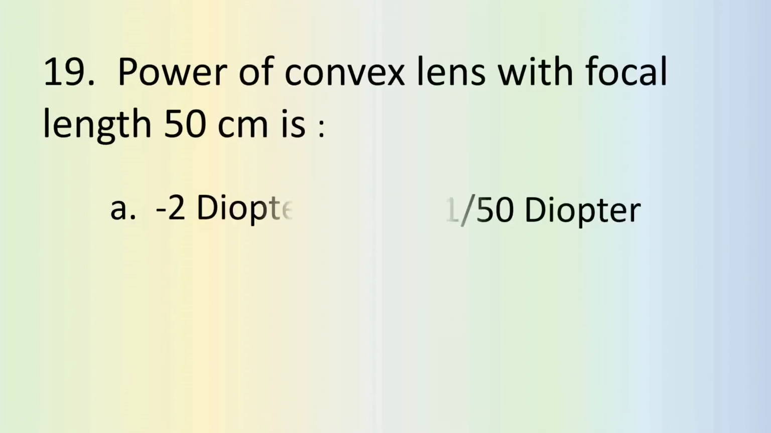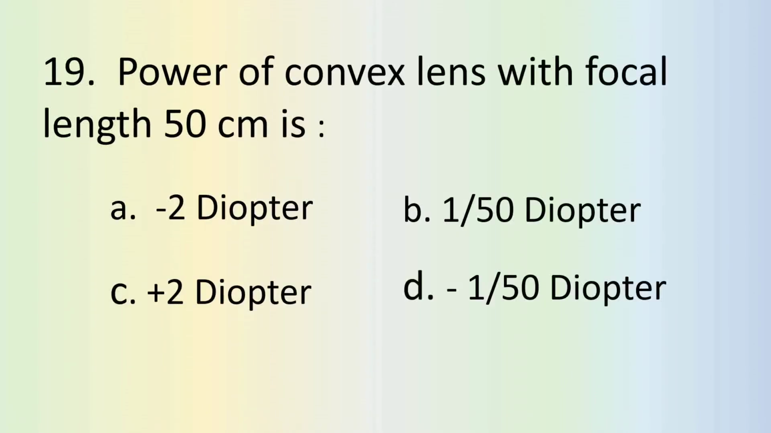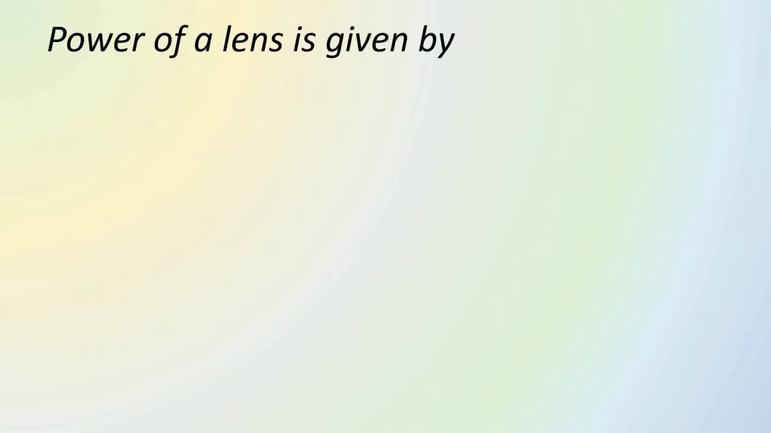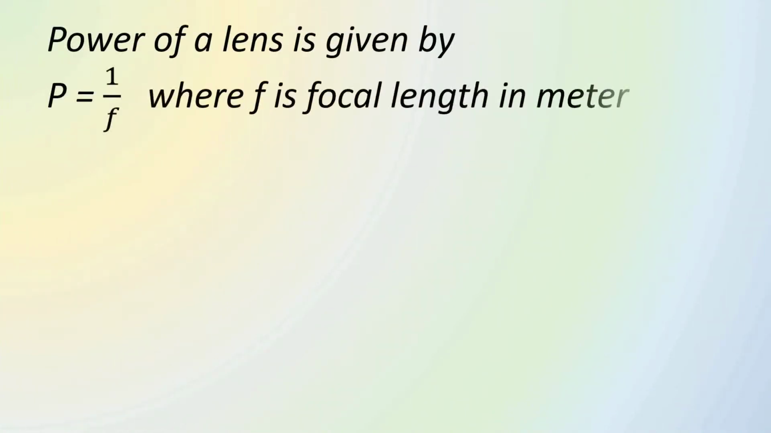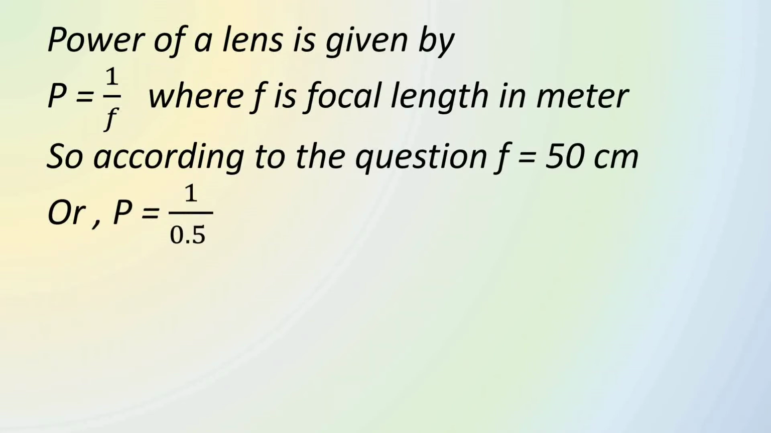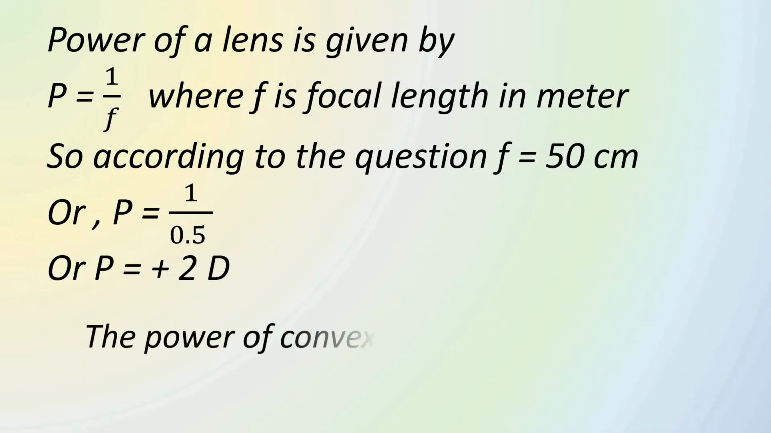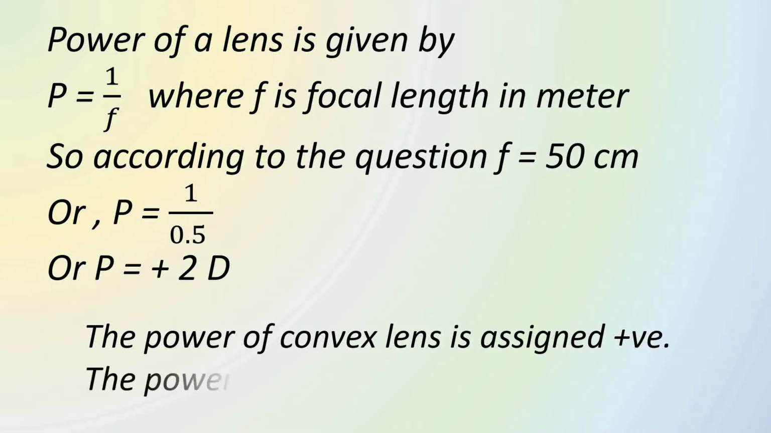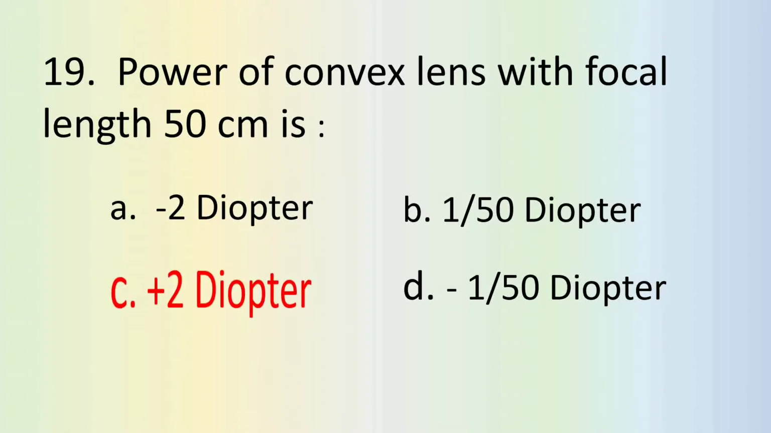Question number 19 asks us to calculate the power of a convex lens whose focal length is 50 cm. Power of a lens is given by the formula P equals 1 by f, where f is the focal length in meters. According to the question, the focal length of the given lens is 50 cm, that is 0.5 meter. So power is plus 2 diopter, because the power of a convex lens is assigned positive and the power of a concave lens is assigned negative. The convex lens with focal length 50 cm has power of plus 2 diopter.